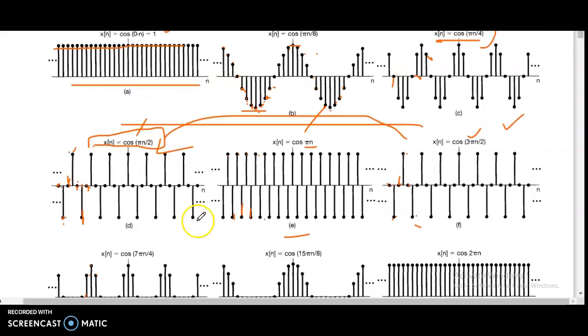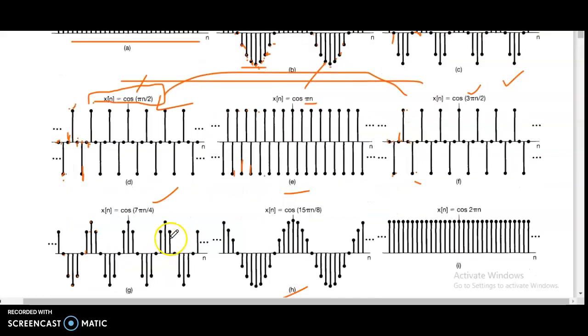So what is the difference? Divided by 4. x of n equal to cos of pi n divided by 4, x of n equal to cos of 7 pi n divided by 4. What is the difference? Yeah, it's a division by 4. Okay.